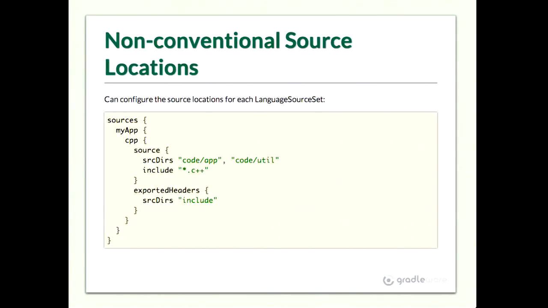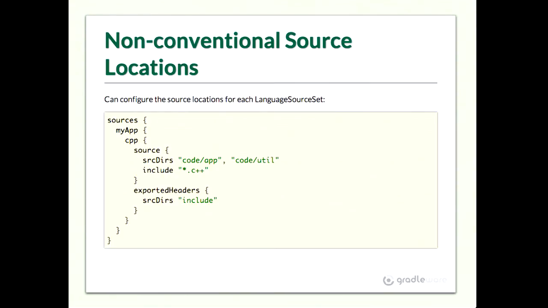So the next lab, what we're going to do is look at non-conventional locations of sources. So what if I have my own convention and I want to define where the sources live? There's a pretty simple DSL for defining that. So here we've got a component called myapp. So we have a functional source set called myapp. And we're saying, actually, my C++ sources aren't where they normally are. They're not in src/myapp/cpp. So what I'm saying is the source files for my C++ language sources are located in two directories, in code/app and code/util. And we want to include every *.c++ found in those directories.